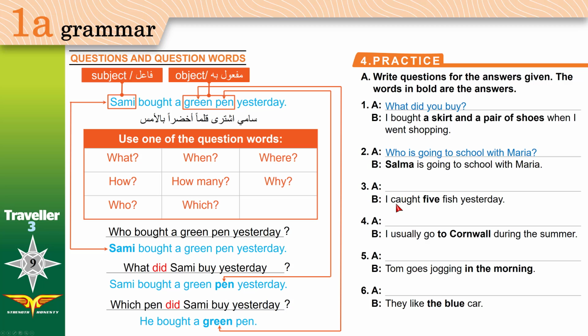3. I caught 5 fish yesterday. This time we want to ask about the number, the amount. We use how many. How many fish did you catch yesterday?